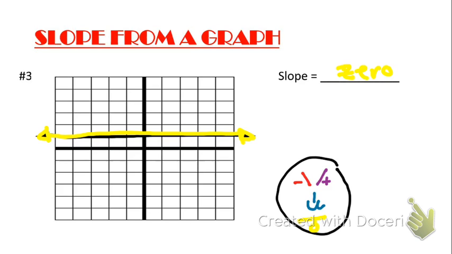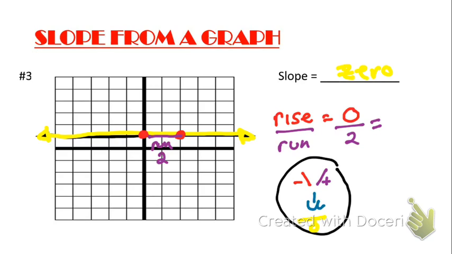But let's talk about why it's 0. Let's talk about the rise. I'm going to pick 2 points here. Is there any rise to that? Did you go up at all? No. So your rise is 0. Now let's talk about your run. From this point to this point, I ran 2. So my run is 2. Well, 0 divided by 2 is 0. So that's why our answer for a horizontal line is 0. All right, let's go to number 4.